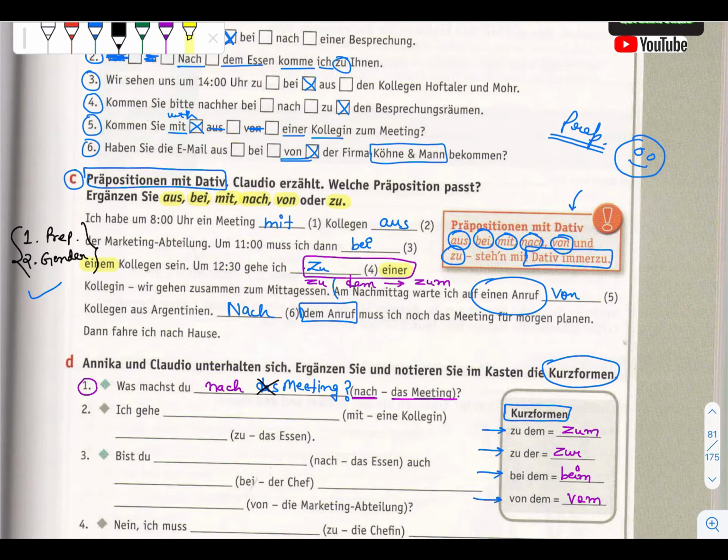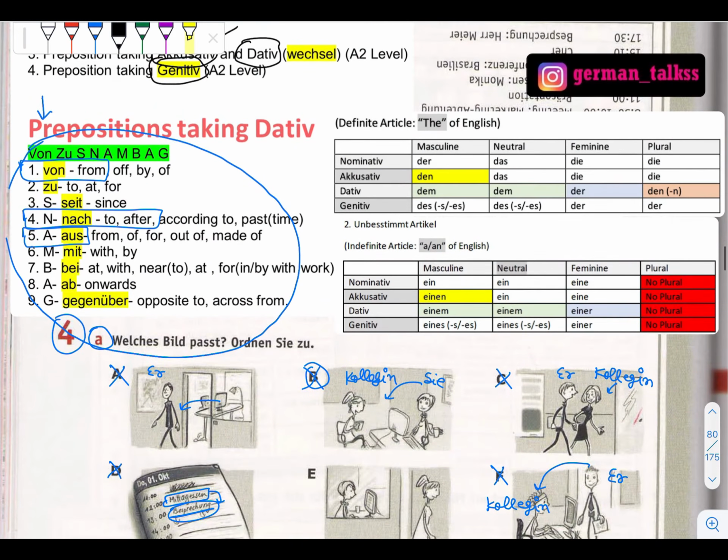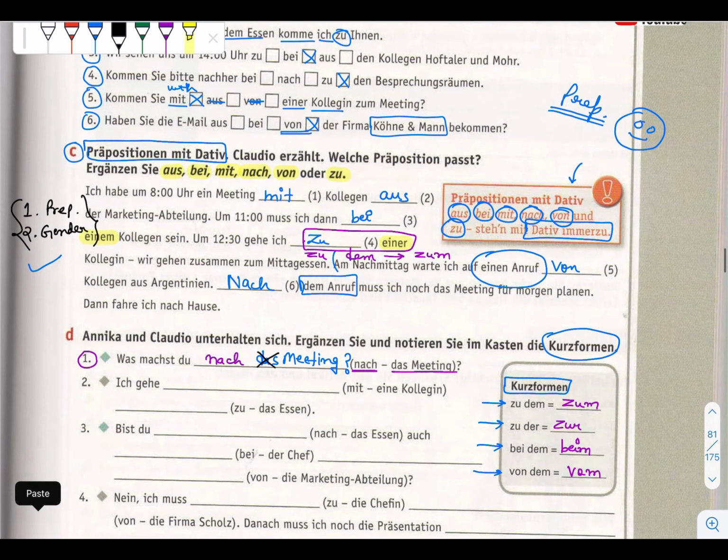Was machst du nach dem Meeting? Nach. First we see nach. Nach comes under which preposition? Here it is nach and it takes dative case. So one thing is clear, that this preposition is dative.